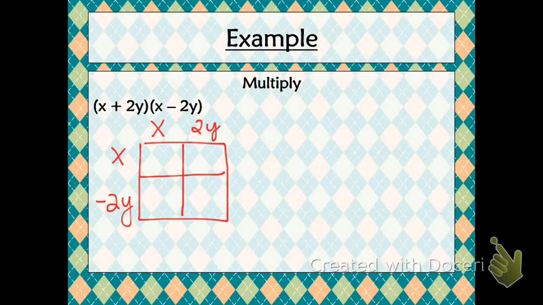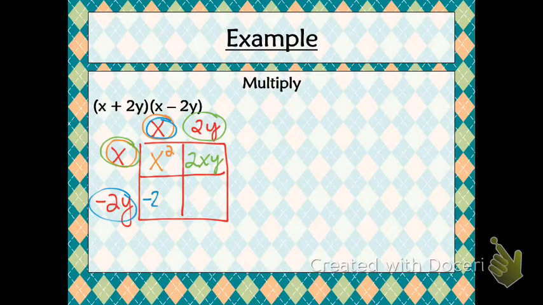Remember, the four boxes are going to be filled in with the product of the corresponding row and column headings. So this first box is x times x, which is x squared. And then this second box is x times 2y, which is 2xy. The general form when you do this is you put the numbers first and then the variables follow in alphabetical order. Next we've got x times negative 2y, which is negative 2xy. And then last we've got positive 2y times negative 2y, which is negative 4y squared.